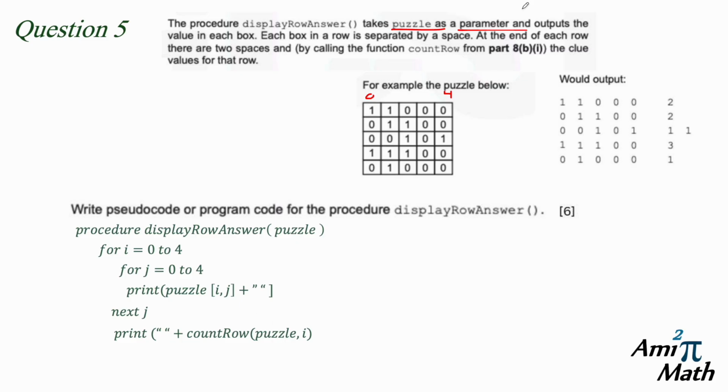It says that at the end of each row there are 2 spaces, so 1, 2, and calling the function count row from part B and the clue values for the row. So you're going to print puzzle and I. And then you're going to do next I, and then you're going to end procedure.